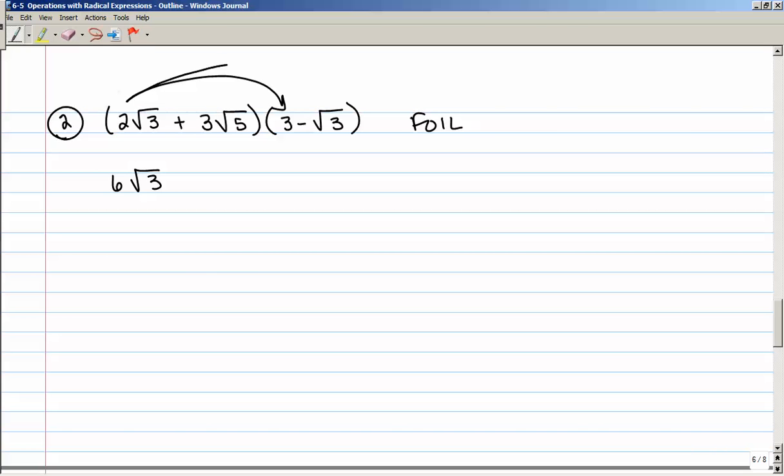Do my outer. That's going to give me 2 square root of 3 times the negative square root of 3. So that's going to give me a minus. Square root of 3 times square root of 3 is 3. Times the 2 gives me a 6.